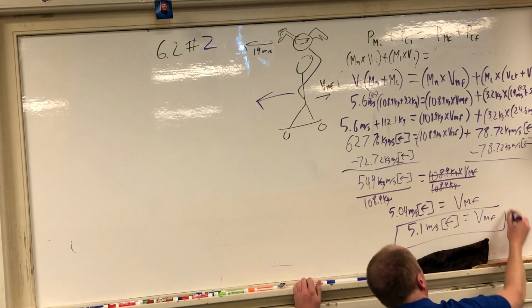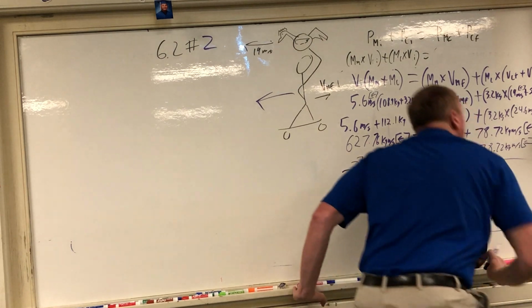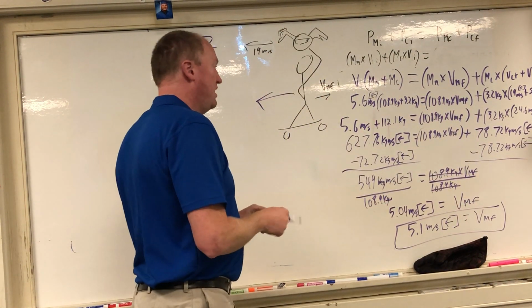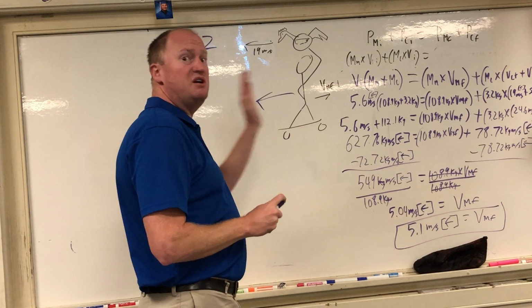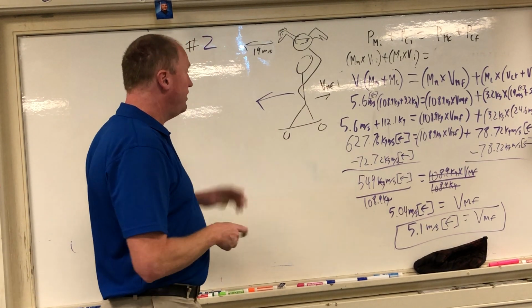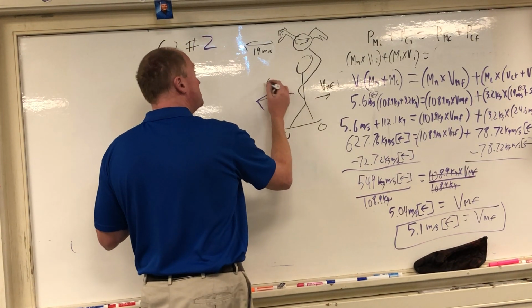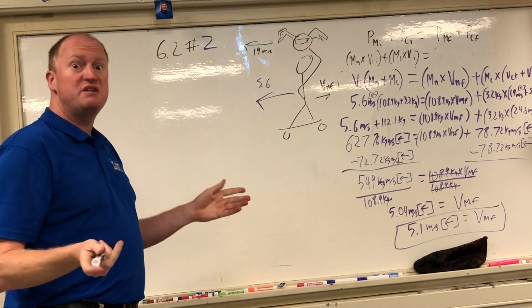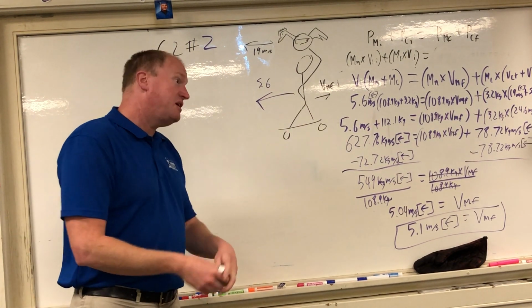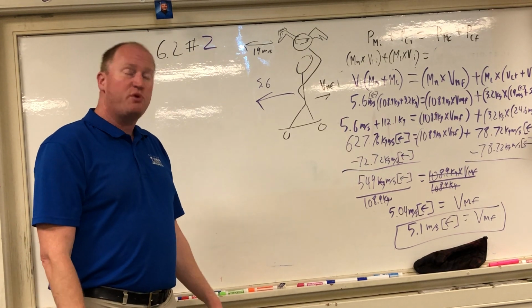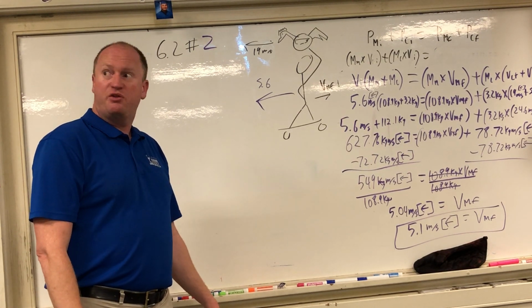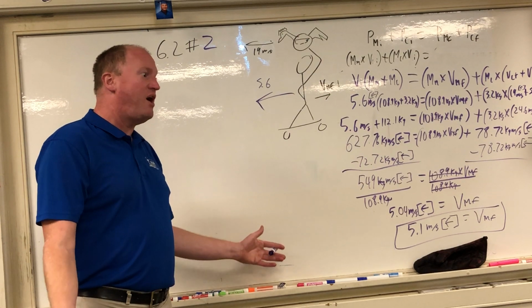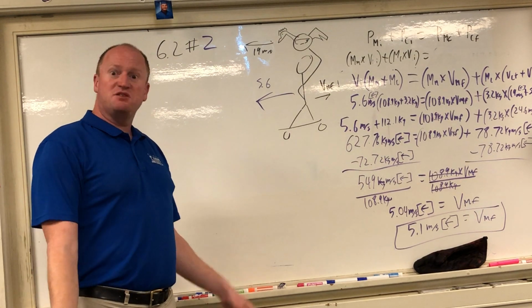Now, you may notice something here. This did not send me hurtling backwards. I started out at 5.6 and I was reduced to 5.1. It didn't slow me down a heck of a lot. Why? Because I'm throwing a chicken. Throwing a chicken doesn't do a whole lot when compared to a body as big as mine.